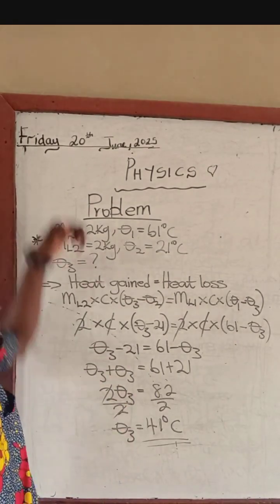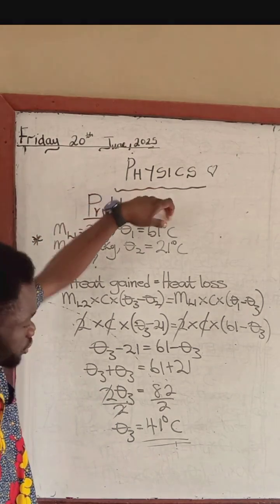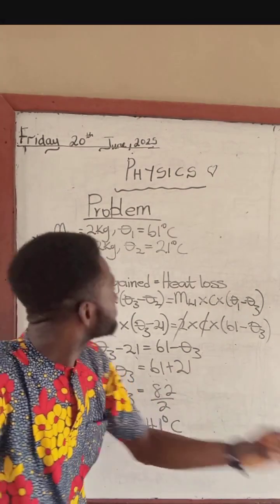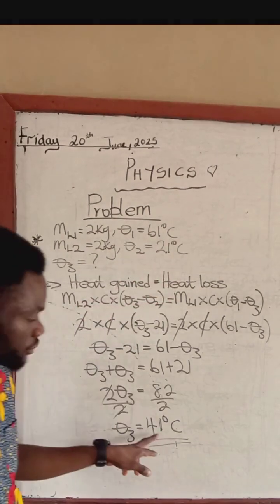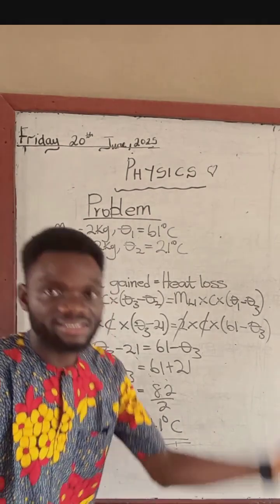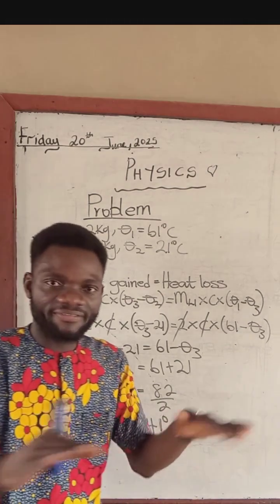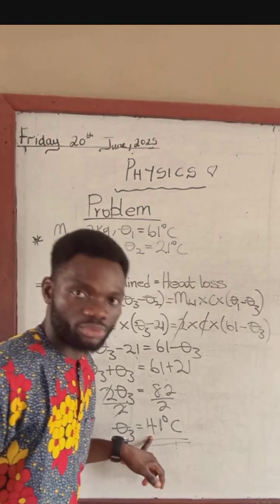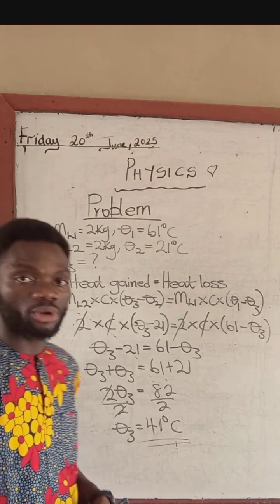So we see that liquid 1 went from 61 degrees Celsius to 41 degrees Celsius. It gave out heat. But liquid 2 went from 21 to 41 too, so it gains heat. This 41 degrees Celsius is their final temperature, the temperature of thermal equilibrium. So this is quickly the solution to this problem.